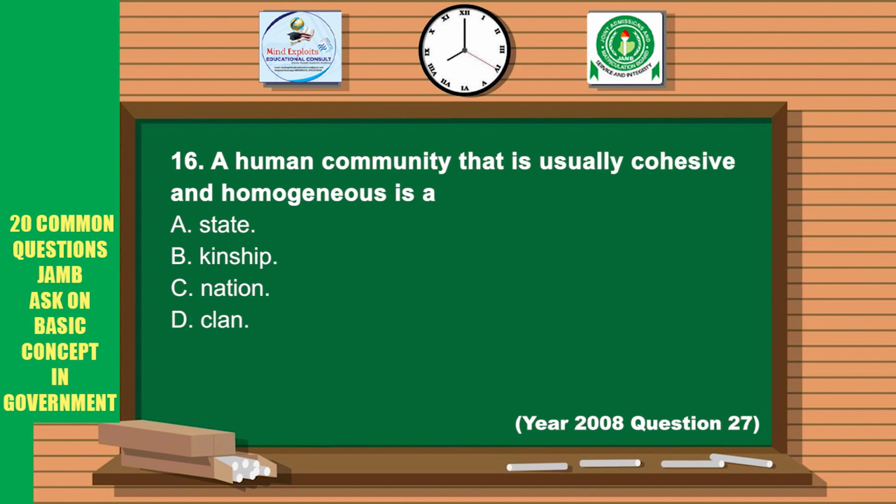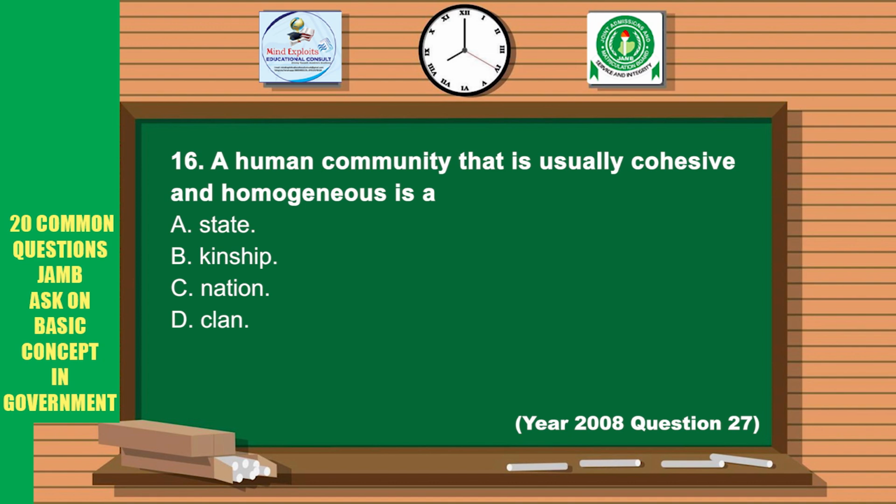What's the question? The question says, a human community that is usually cohesive and homogeneous is A. state, B. kinship, C. nation, and D. clan. This question was asked in 2008 as question 27. Nigeria is a state made up of so many nations. In Southwest, we have Yoruba nation. The Igbos in the Southeast, they are a nation.